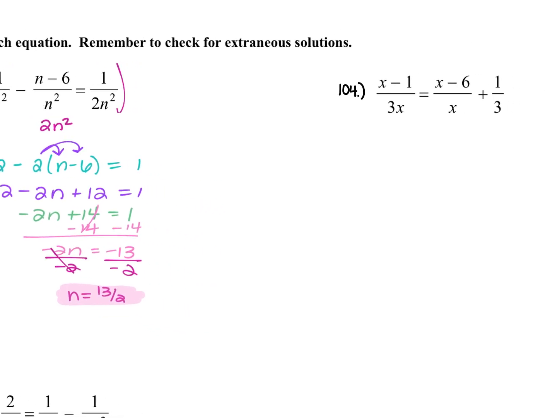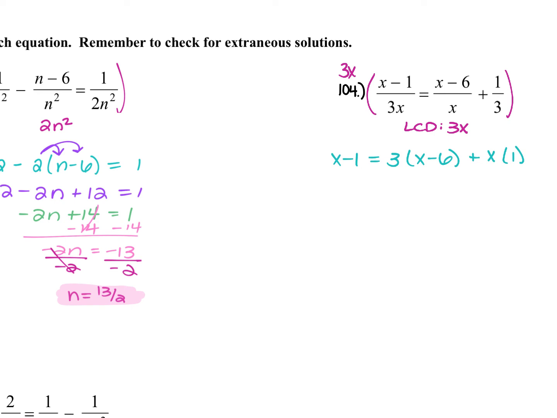For 104, you have (x minus 1) over 3x is equal to (x minus 6) over x plus 1/3. For this one, your least common denominator is the 3x. So we're going to multiply the entire thing by 3x. We're going to keep the x minus 1. We're going to multiply 3 by x minus 6 and multiply the x by 1.